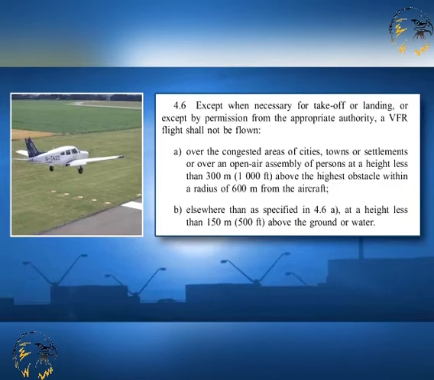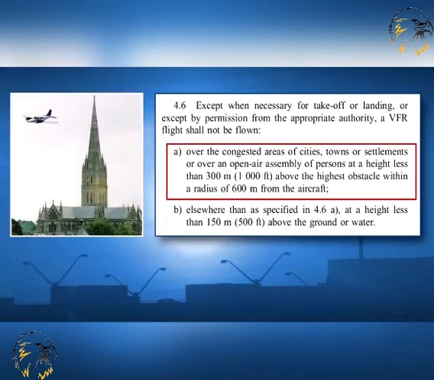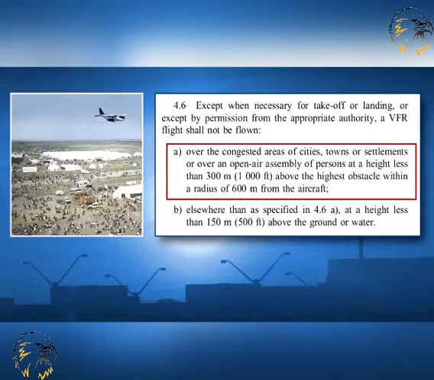We'll now take a look at the VFR low flying rule. Except where necessary for takeoff or landing, or except by permission from the appropriate Air Traffic Services Authority, an aircraft is not to operate in accordance with the visual flight rules at a height of less than 1,000 feet, that's 300 meters, above the highest obstacle within a radius of 600 meters from the aircraft. Neither may an aircraft operating VFR fly at less than 1,000 feet over settlements, towns, cities, or other congested areas, or at less than 1,000 feet over an open-air assembly of persons.